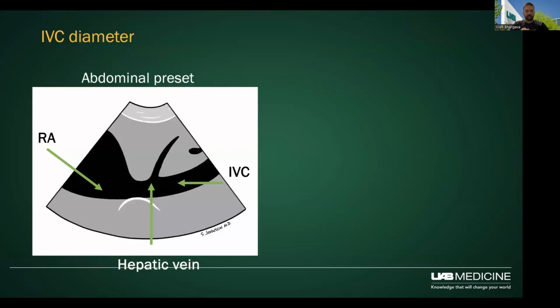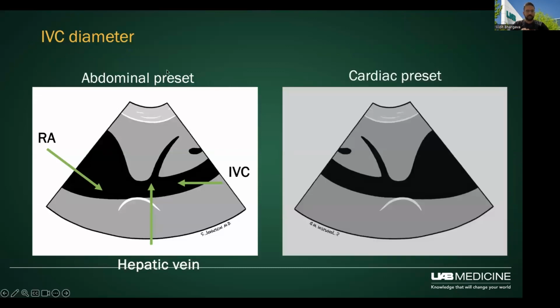So let's look at a couple of cartoons. In abdominal preset, if your probe marker is towards the patient's head, then generally the right atrium is on the left of the screen, and the IVC is seen entering into the right atrium from the right of the screen. And sometimes you can see the hepatic vein, and other times when the patient is really dry, dehydrated, the hepatic vein may be completely collapsed. And then in the cardiac preset, that image is flipped.